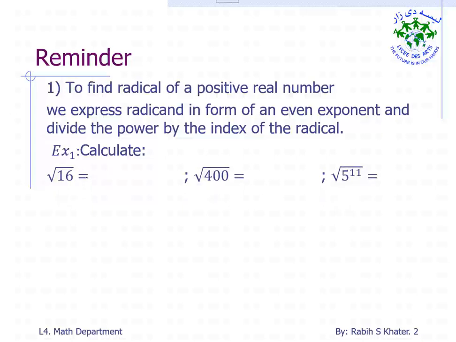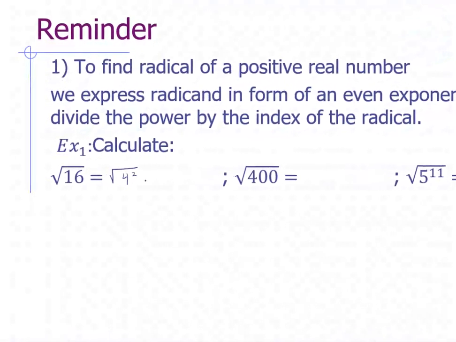Okay, let's find now radical 16. Remember, we always have to write the radicand in the form of an even power if possible. If not, we will look for another way. Now, how can we write 16 in the form of an even power? Yes, it's radical 4 squared, which is equal to, divide the even power by the index, we'll get 4. Easy. So the square root of 16 or radical 16 is 4.